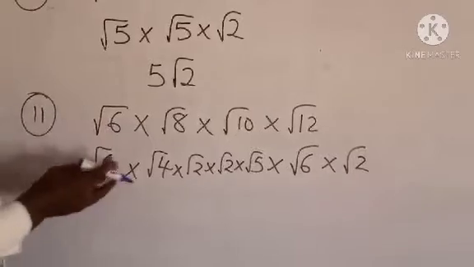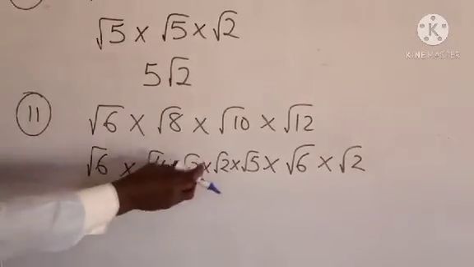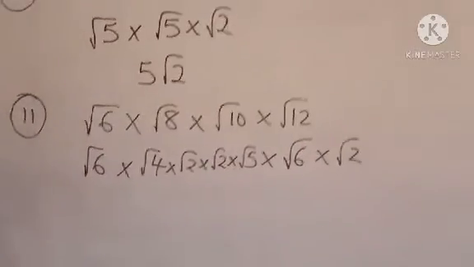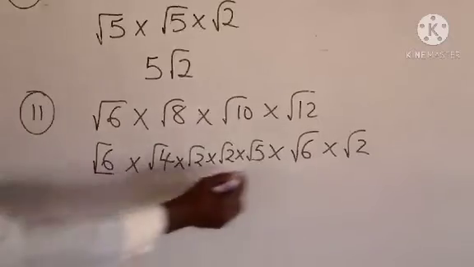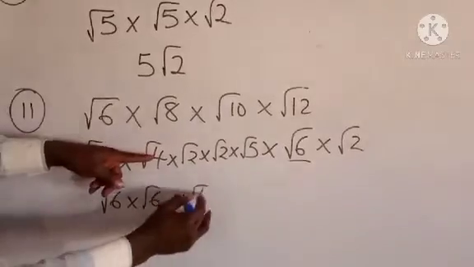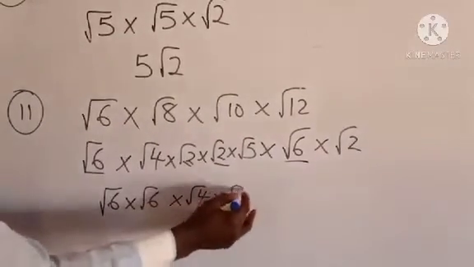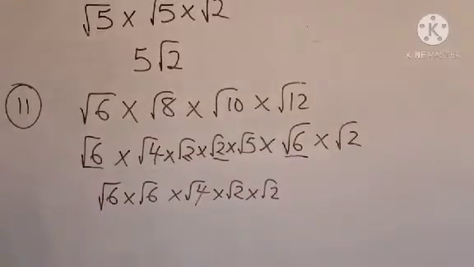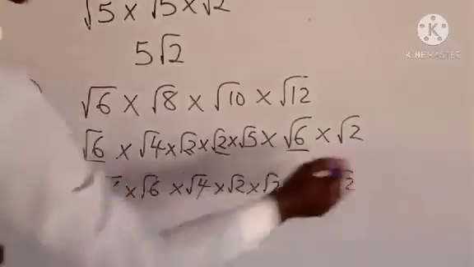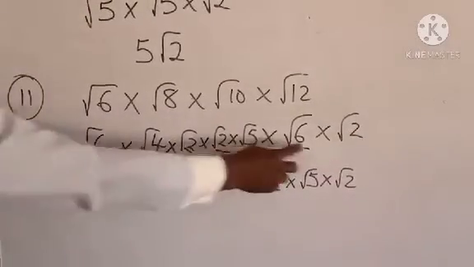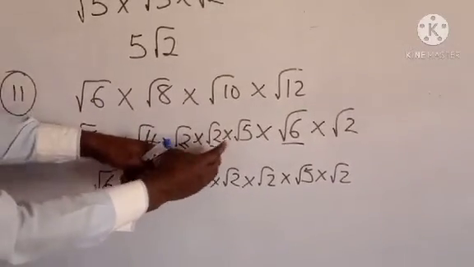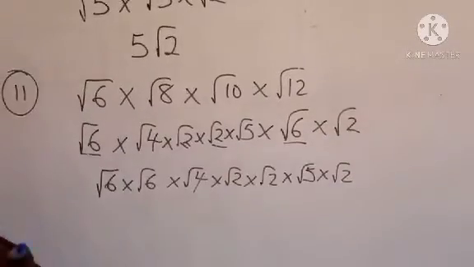All I've done here is to split the numbers. For 8, it becomes 4 times 2. For 10, 2 times 5. And 12, 6 times 2. So I'm going to pick the numbers in 2s now, meaning 6 and 6. Root 6 times root 6 times root 4, then times root 2 times root 2. What's left? 5 and 2, times root 5 times root 2. For a check, I'm picking the 2, 6, then 4 being a perfect square. I'm picking in 2s, root 2 times root 2, then the last 2, 5 and 2.